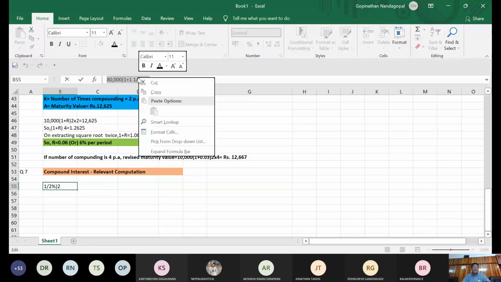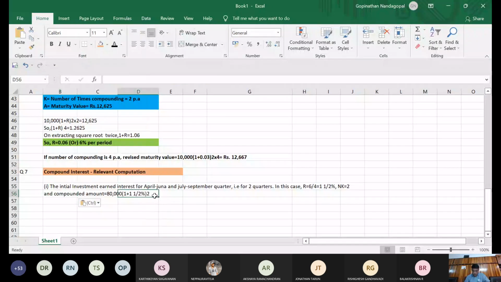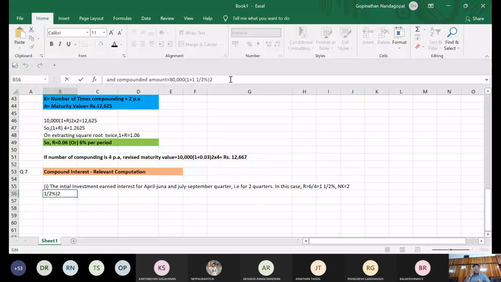How much do you get this? R is equal to, that you have done it. So the compounded amount will be 80,000 (1 + 1/2%)^2. How much do you get this? 82,418. Yeah, who answered me this? Sir, Jonathan Thorne, sir.